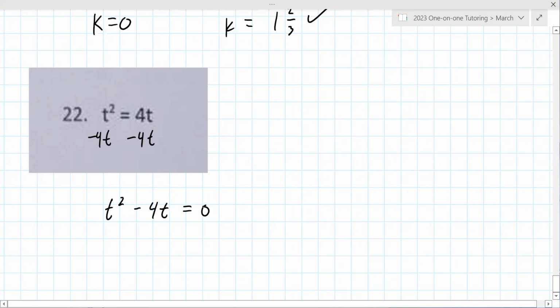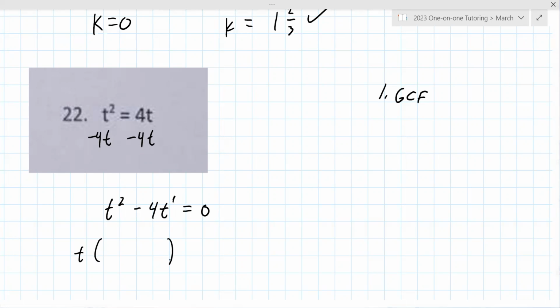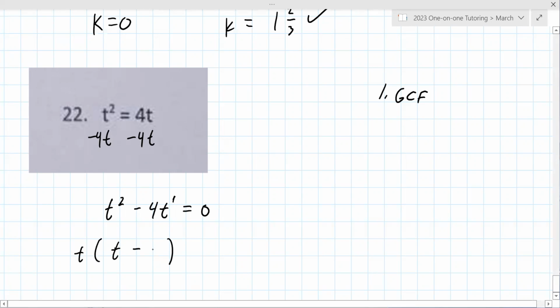So you have to have 0 on one side of the equation, right? Now, our options for factoring, you always start with GCF. Is there a GCF here? Is there a letter that is in both? Yes, t, so you could factor out a t from both of them. Tell me, when you get it down, what goes in parentheses? t minus 4 equals 0.